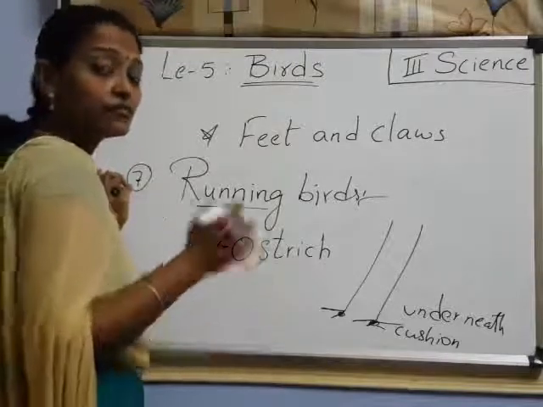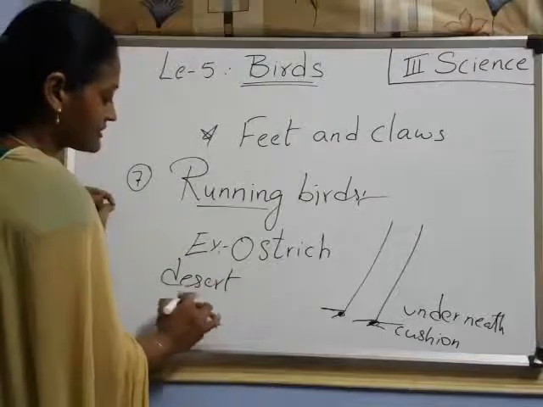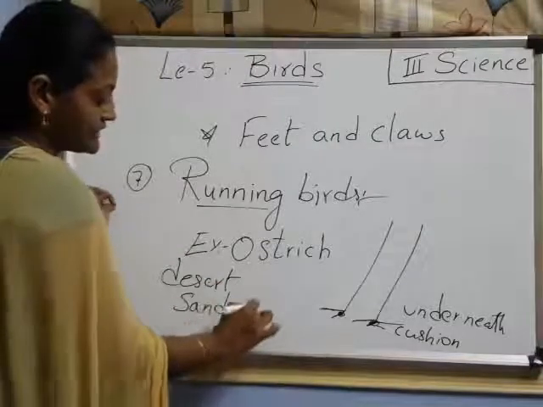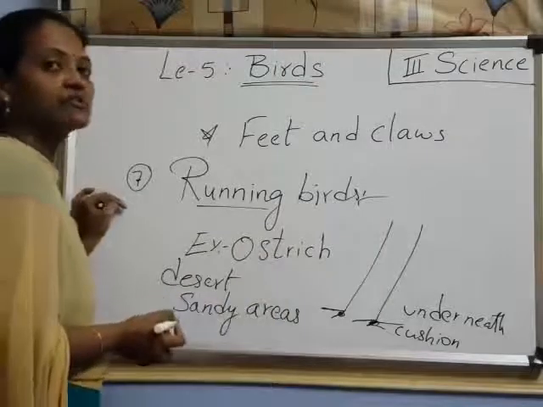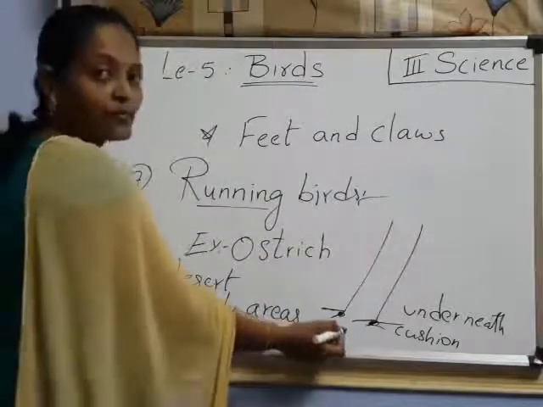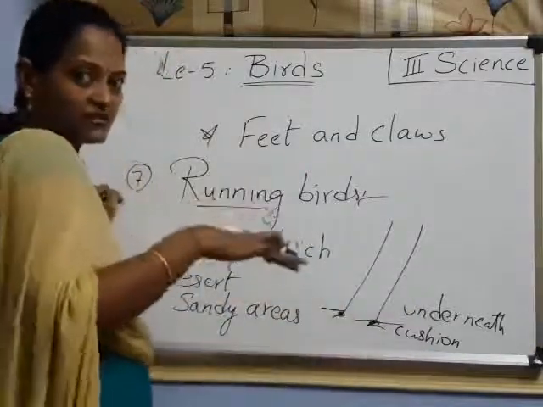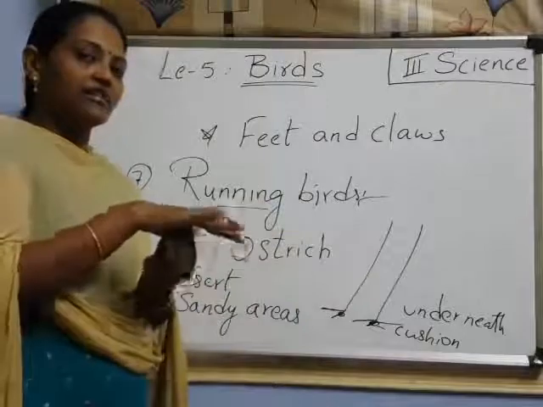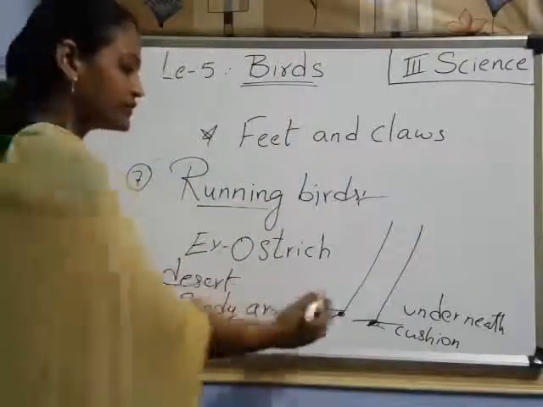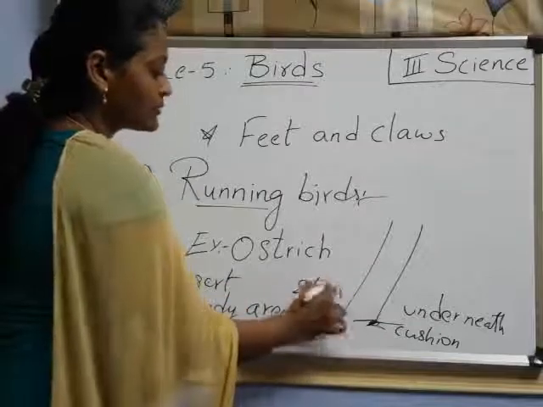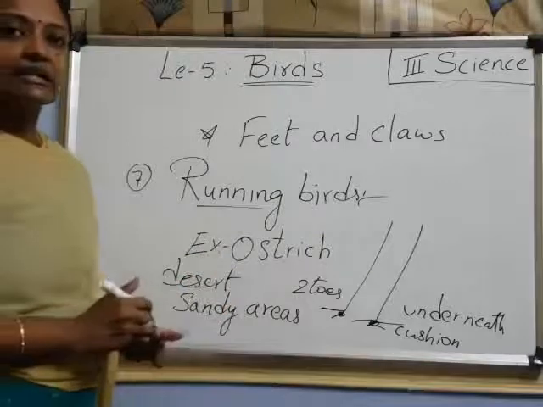In which place? Generally in the deserts. Remember, desert, sandy areas. These ostriches can run very fast because of this type of feet. Which feet? The ones with a cushion underneath. The cushion is very spongy, so that it can run very fast. Only 2 toes. How many toes are there? Only 2. These are about the feet and claws.